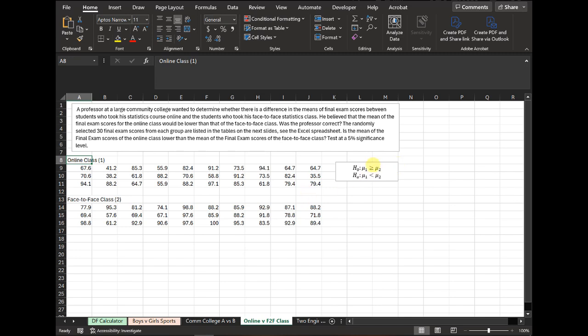Now, per usual, I always note this on the Excel spreadsheet just for the video. If I were doing this on my own, I would have this written out as well as some of the other details that I'm about to show you.